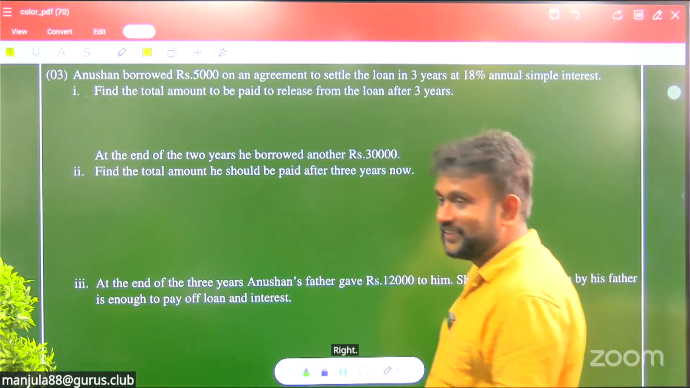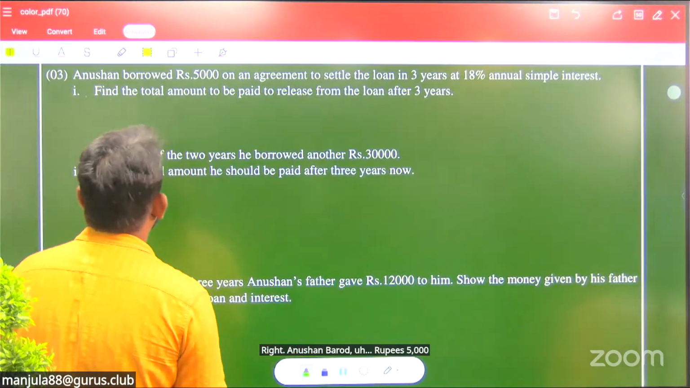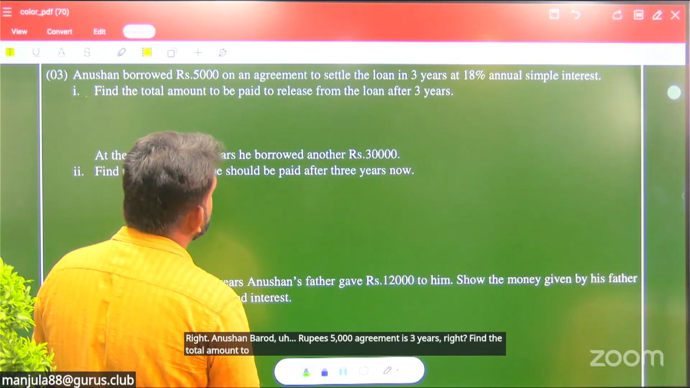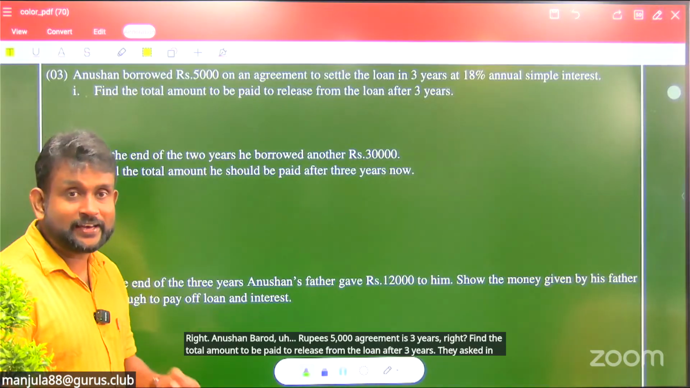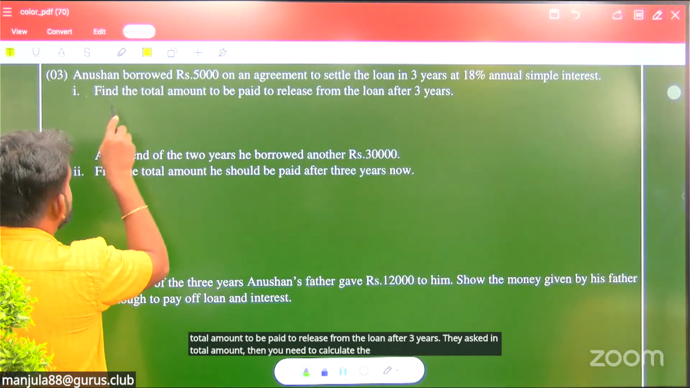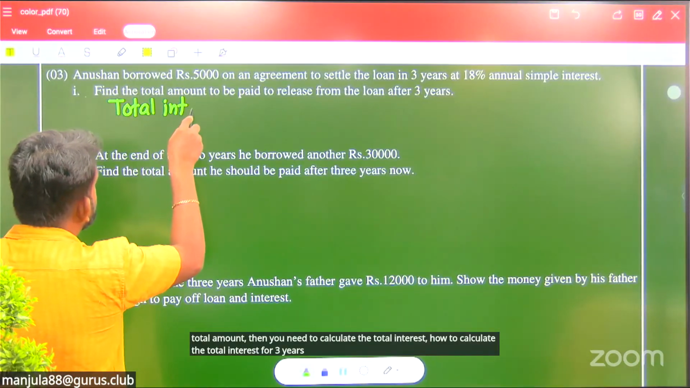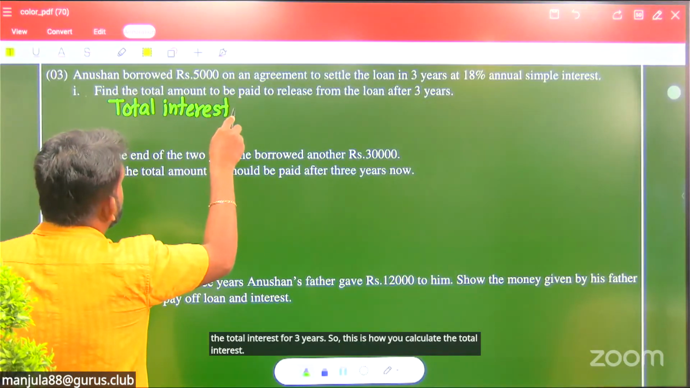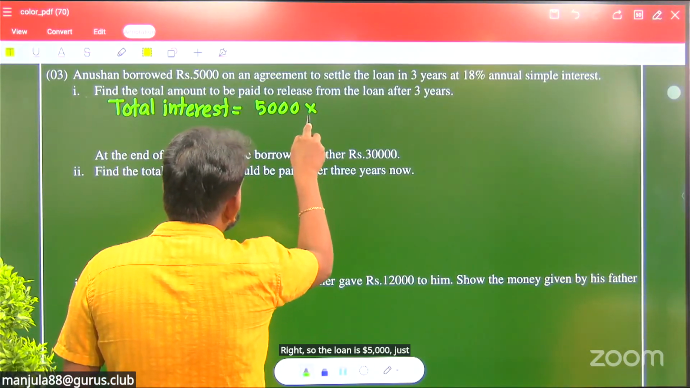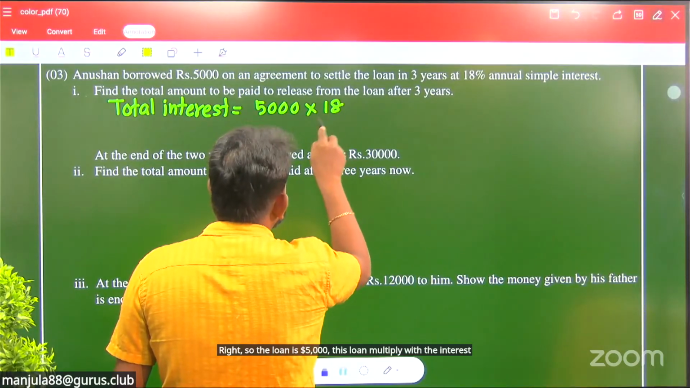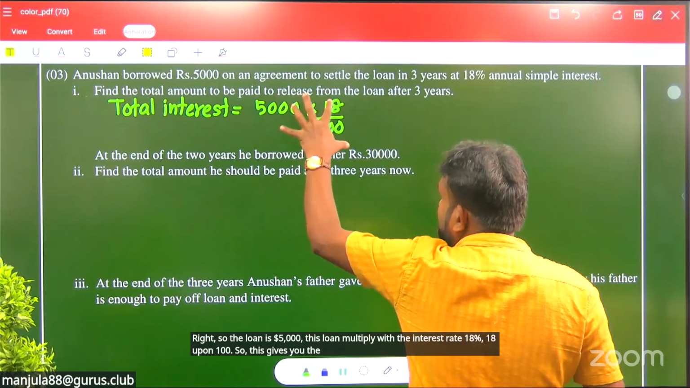Anushan borrowed rupees 5,000, and the agreement is 3 years, right? Find the total amount to be paid to release from the loan after 3 years. They are asking for the total amount, so you need to calculate the total interest. How to calculate the total interest for 3 years? This is how you calculate it. The loan is 5,000. Just multiply the loan with the interest rate 18%, 18 upon 100. This gives you the interest per year.